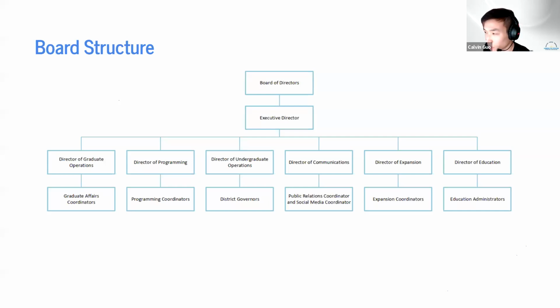And even though we're all broken out into our individual teams, there's plenty of areas of cross collaboration between them. Such examples would be communications working on PR for a convention that programming is working to plan. Another example would be operations working on getting brothers from nearby chapters to go out and assist with possible expansion or education projects at universities.